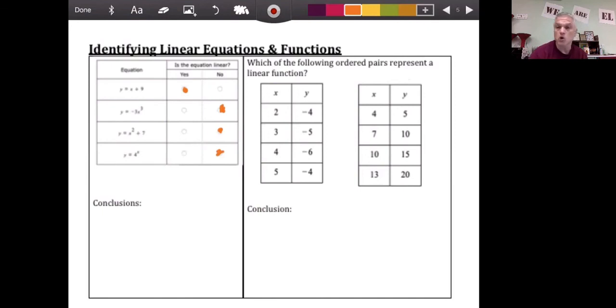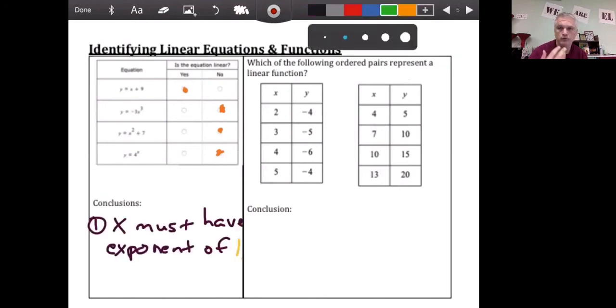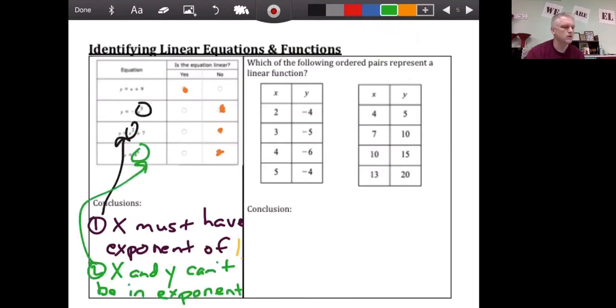So, conclusions. Well, what can we say about our conclusions from these examples? Well, first you can say that x must have an exponent of 1. Okay? In your equation, if there's an x, 1 is the exponent. Second thing that we just looked at is that if there is an x or any variable in the exponent itself, it's not linear. Okay? So those are examples that go with your conclusions.